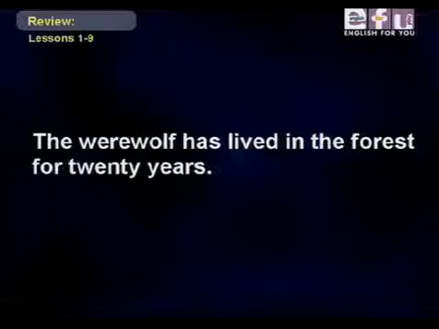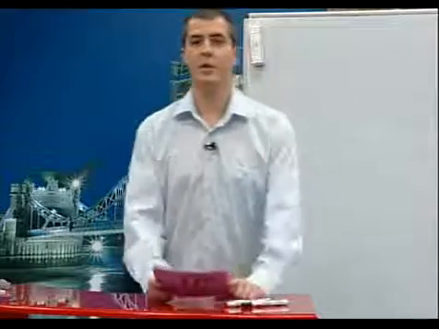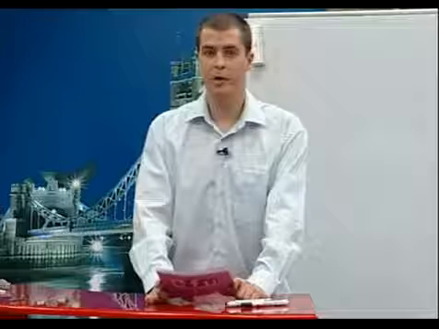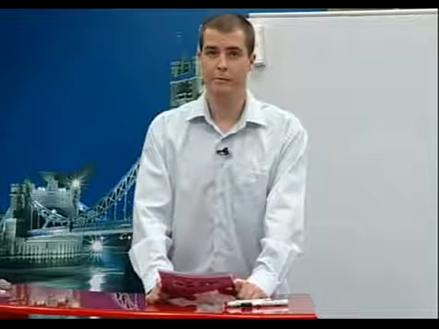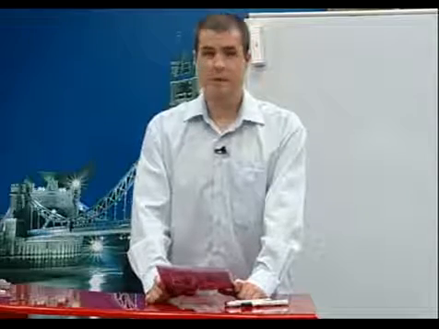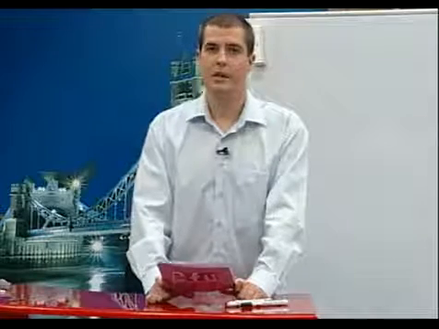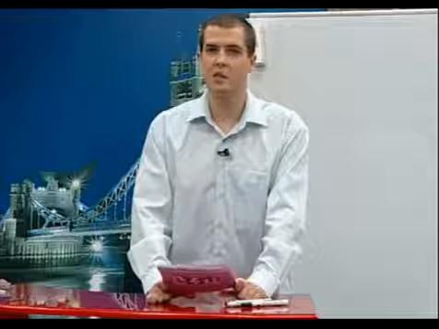The werewolf has lived in the forest for 20 years. The verb in this sentence, has lived, is in the present perfect. We use the present perfect to express a situation that began in the past and continues until now, especially with verbs like live. It can also be used to express the idea that something did or didn't happen at some time in the past, an unspecified time. Exactly when, it's not important.